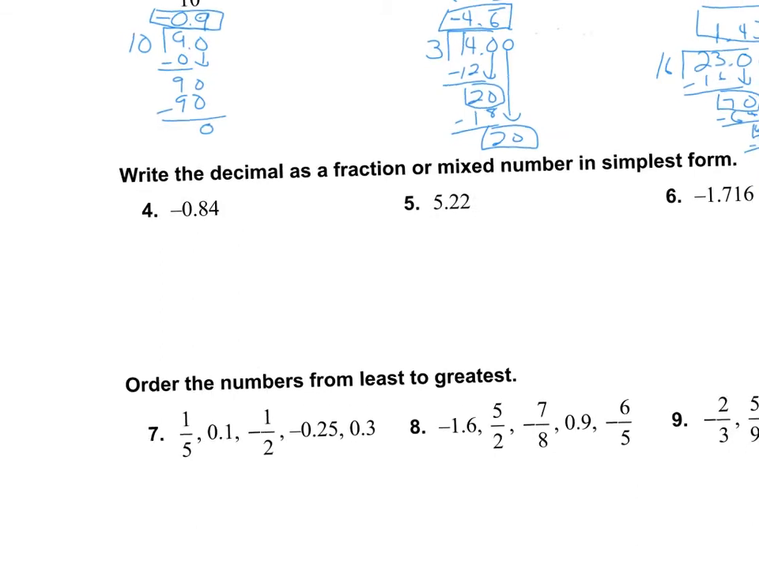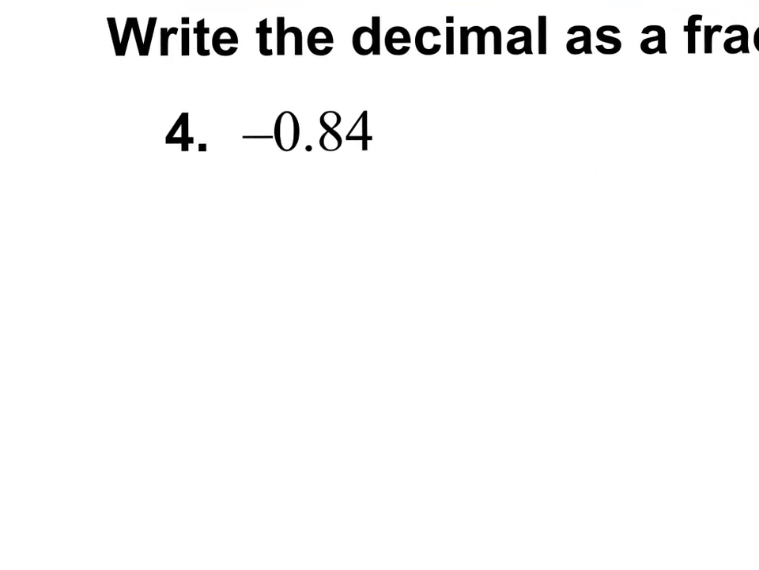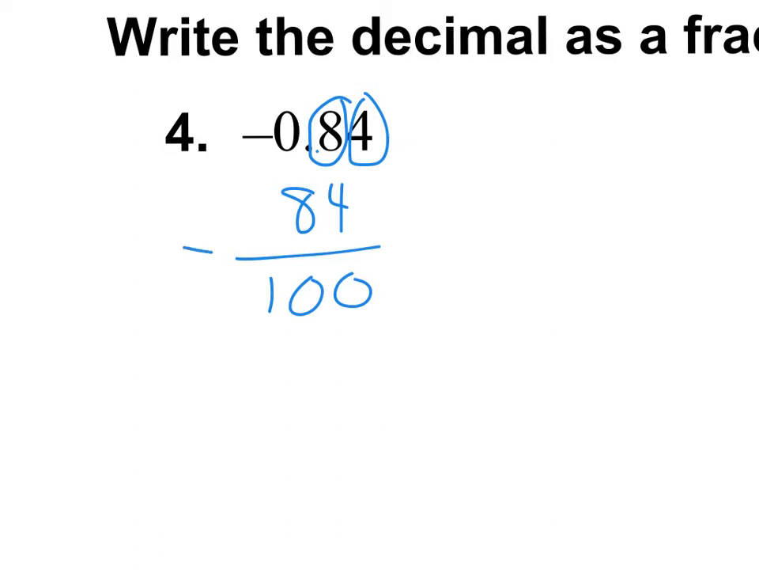It says write the decimal as a fraction or a mixed number in simplest form. So now we went from fraction to decimal. Now we're going to go decimal to fraction. So when you have something like this, you see how many numbers are behind the decimal. So I have 1, 2 numbers, okay? So I'm going to put those 2 numbers on top. And then since I have 2 numbers, I have to add 2 zeros. Okay, so how many numbers behind the decimal is how many zeros you have to add on the denominator, okay? So my answer is negative 84 over 100, but we are not done because that is not simplest form.